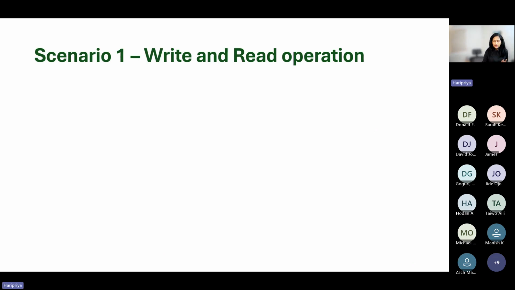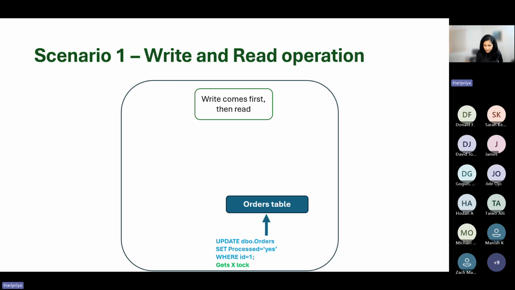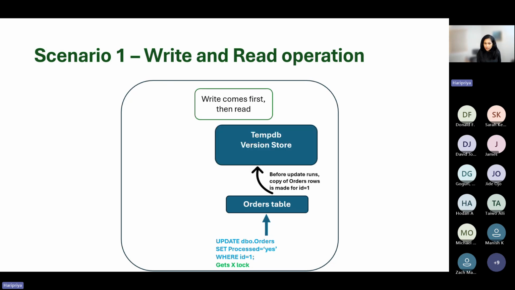And let's run through a few scenarios. So imagine you have a write operation coming in to the orders table, for example. Now it takes an exclusive lock. It will make a copy of the previously committed data into the version store. All right. Now when the select or the read operation comes in, it will read from the version store. So this is the basic understanding of RCSI.